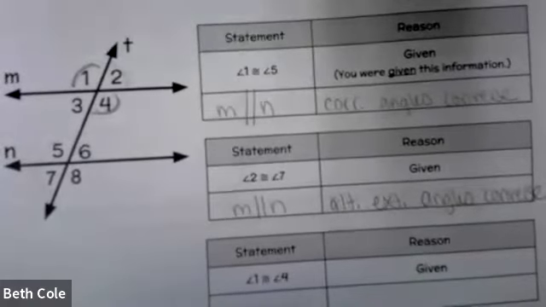Cool. Good deal. All right, so let me erase this. We're going to look at the next one. So we've got 1 is congruent to 4. So look at the ones I marked. What do you think about those two? They are vertical, and they would be congruent.